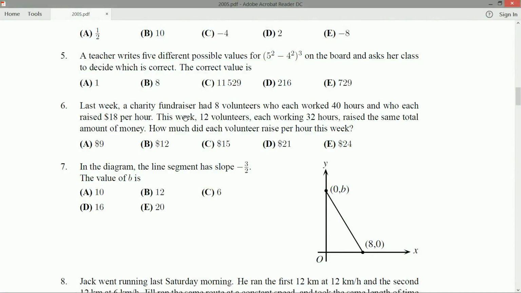Last week, a charity fundraiser had 8 volunteers who each worked 40 hours and who each raised $18 per hour. This week, 12 volunteers, each working 32 hours, raised the same total amount of money. How much did each volunteer raise per hour this week?